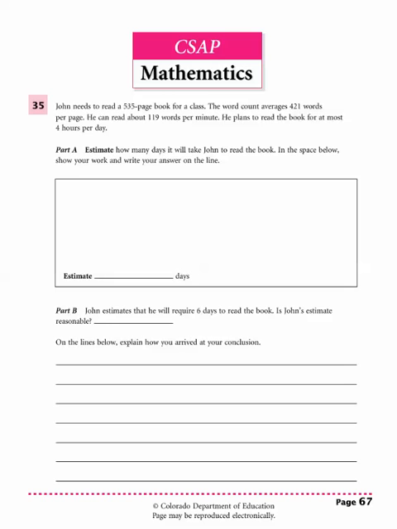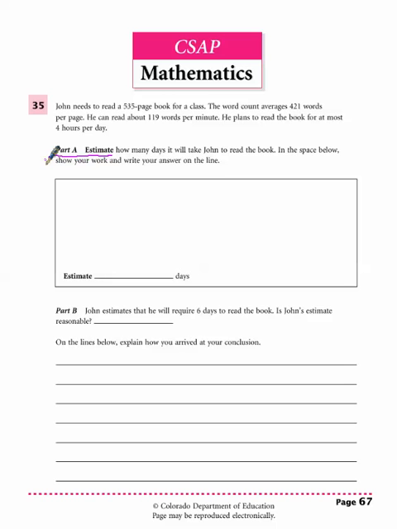All right, John needs to read a 535-page book for class. The word count averages 420 words per page. He can read about 1,919 words per minute. He plans to read the book for at most 4 hours a day. That's a lot. That would kill me. Estimate how many days it will take. Now this is the trick. Estimate. And this is why I can't have an exact answer. So we're going to estimate how many days it'll take John to read the book.